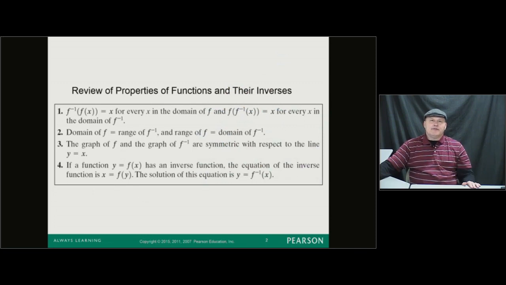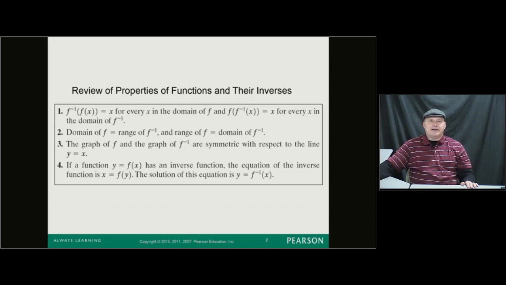So let's do a first little review of the properties of functions and their inverses. If you recall, this is just functions in general, not necessarily trigonometric functions, but generalizing the whole rule. f inverse of f of x equals x for every x in the domain of f, and f of f inverse of x equals x for every x in the domain of the inverse function. Basically, they're saying it's 1 to 1, so it bounces back to the same element when you apply the function and the inverse function to the same element, and that's because it's 1 to 1.